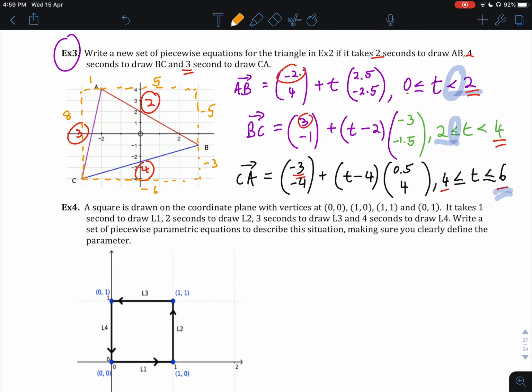It's probably more working than I need to show, but I just want you to explicitly make the connection that since we've altered the amount of time taken to draw the side, the impact here is going to be twofold. Well, I suppose you could argue threefold really. It's definitely going to affect our direction vectors if we've altered the time, but that of course is then going to have a knock-on effect to our domains, because we're taking a different amount of time to draw the side, and therefore our domains have to change.